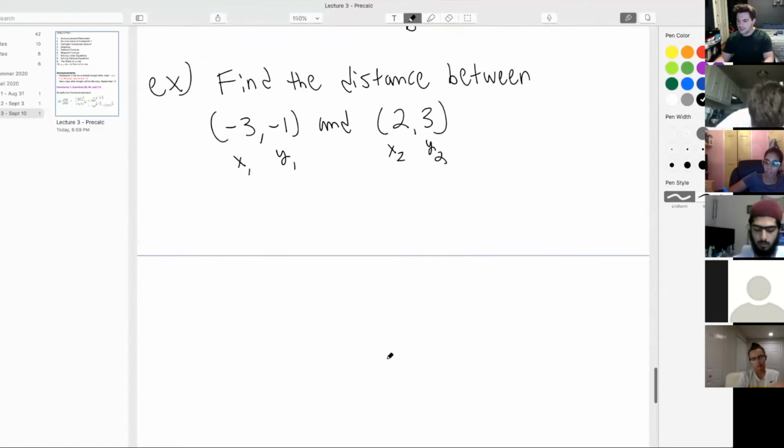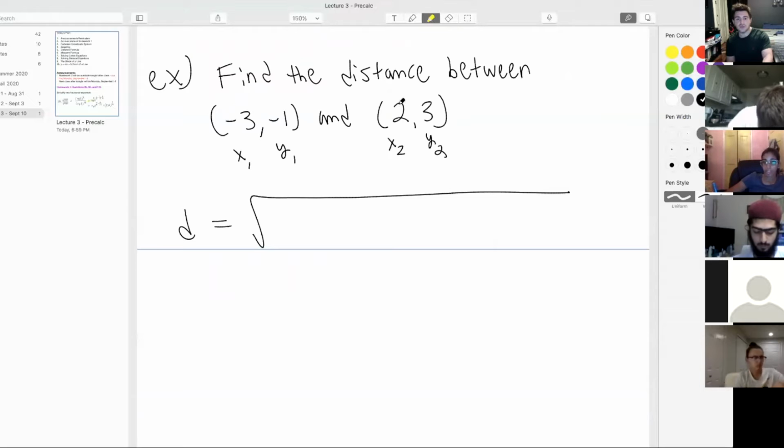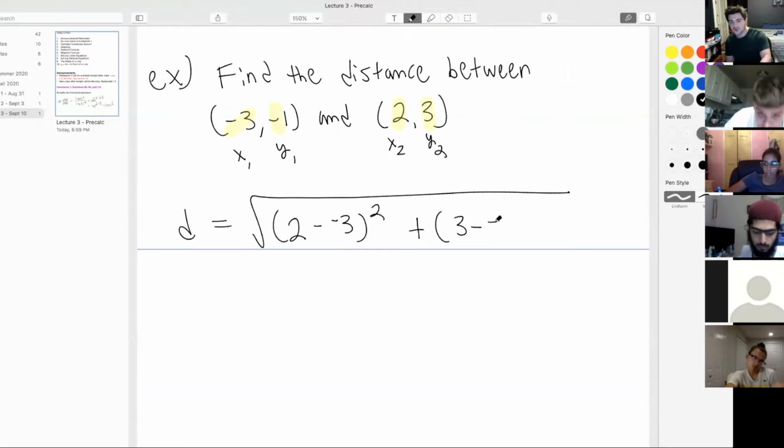So here's what it comes out to. d is equal to a big square root of x2 minus x1. So I will do 2 minus -3 for the first piece, that quantity squared. The second piece is y2 minus y1, that quantity squared. So y2 is 3, and I will subtract -1.